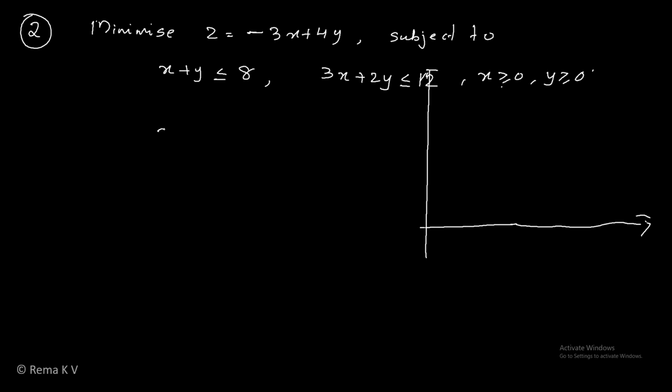Table of values for this. First one is x plus y is equal to 8. Sorry, this question is x plus 2y less than or equal to 8. Please make this change. X plus 2y less than or equal to 8.